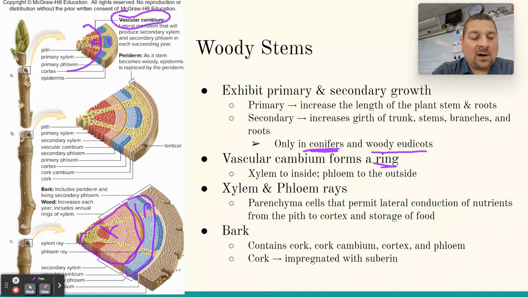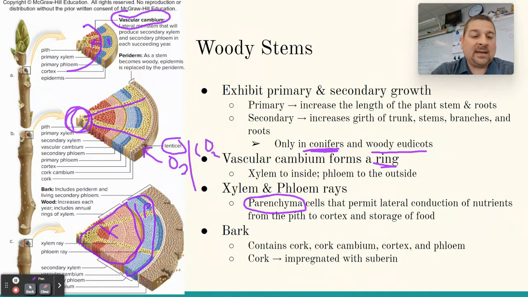You will notice that there are some lighter colored rays that radiate outwards. Those rays are parenchyma cells. They permit lateral conduction of materials. So you have your pith and your cortex right in here in the center, and the cork and so forth out here. You have lenticels where you have air, O2, CO2 going in and out. And so the rays help food storage from the phloem move in for storage in the stem and back and forth.